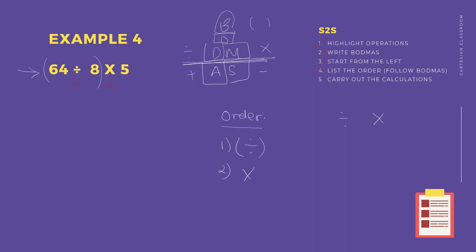Step 5, carry out the calculation. So what is 64 divided by 8? You can refer to your timetable chart, but if you know, then it's better. So 64 divided by 8 is 8. Then just bring this 2 down. So that is order number 1. The next thing you need to do is you need to times. So 8 times 5 gives us 40. So you have done the first and the second order from the list.